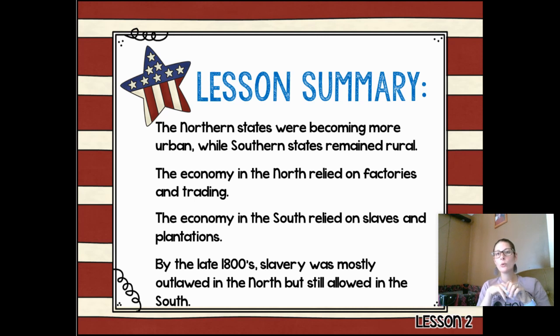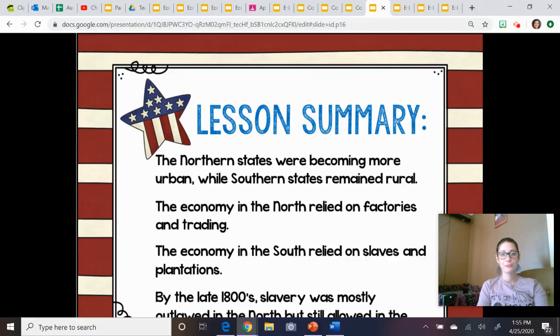So the northern states were becoming more urban, while the southern states were still staying very rural. They still relied a lot on those farms, whereas the North was relying a lot on those factories. By the late 1800s, slavery was mostly outlawed in the North, but was still allowed in the South.